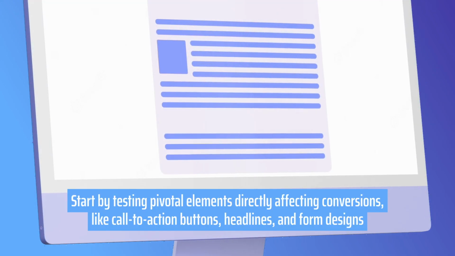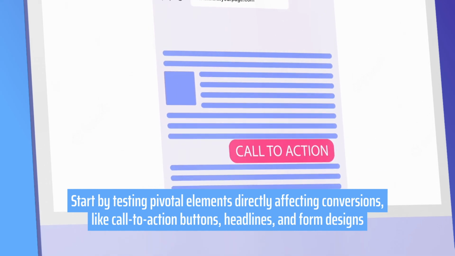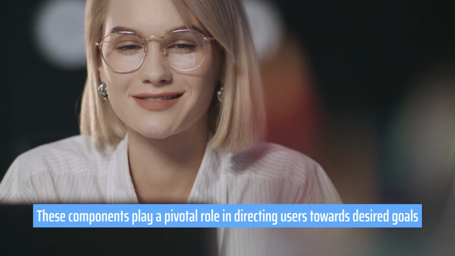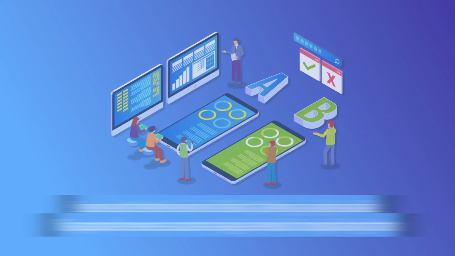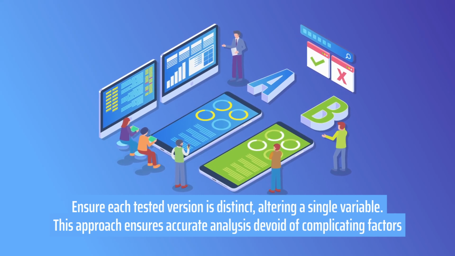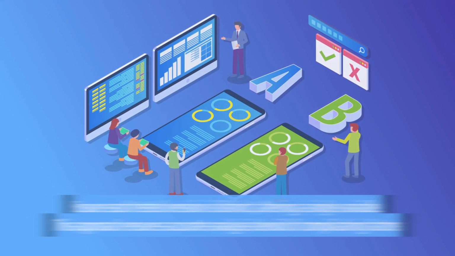outcomes. Start by testing pivotal elements directly affecting conversions, like call to action buttons, headlines, and form designs. These components play a pivotal role in directing users towards desired goals. Ensure each tested version is distinct, altering a single variable. This approach ensures accurate analysis devoid of complicating factors.